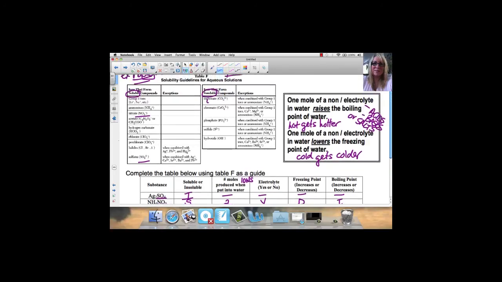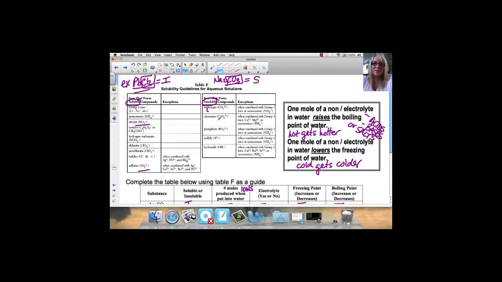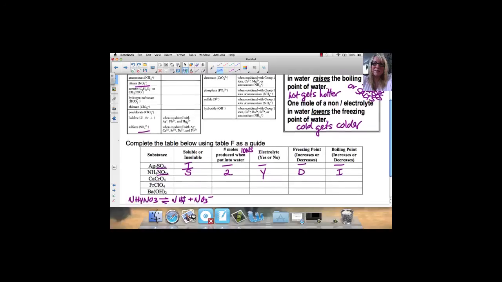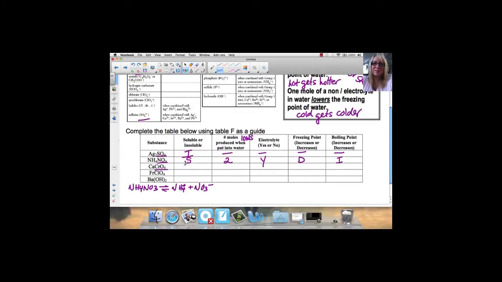CaCrO4. CrO4 is here. It's insoluble unless combined with group 1 or calcium. There's the exception. So we looked up chromate. It met the exception, so it's soluble. So CaCrO4 dissociates into Ca2 plus and CrO4 2 minus. 2 ions. Electrolyte, yes. Cold gets colder, hot gets hotter.